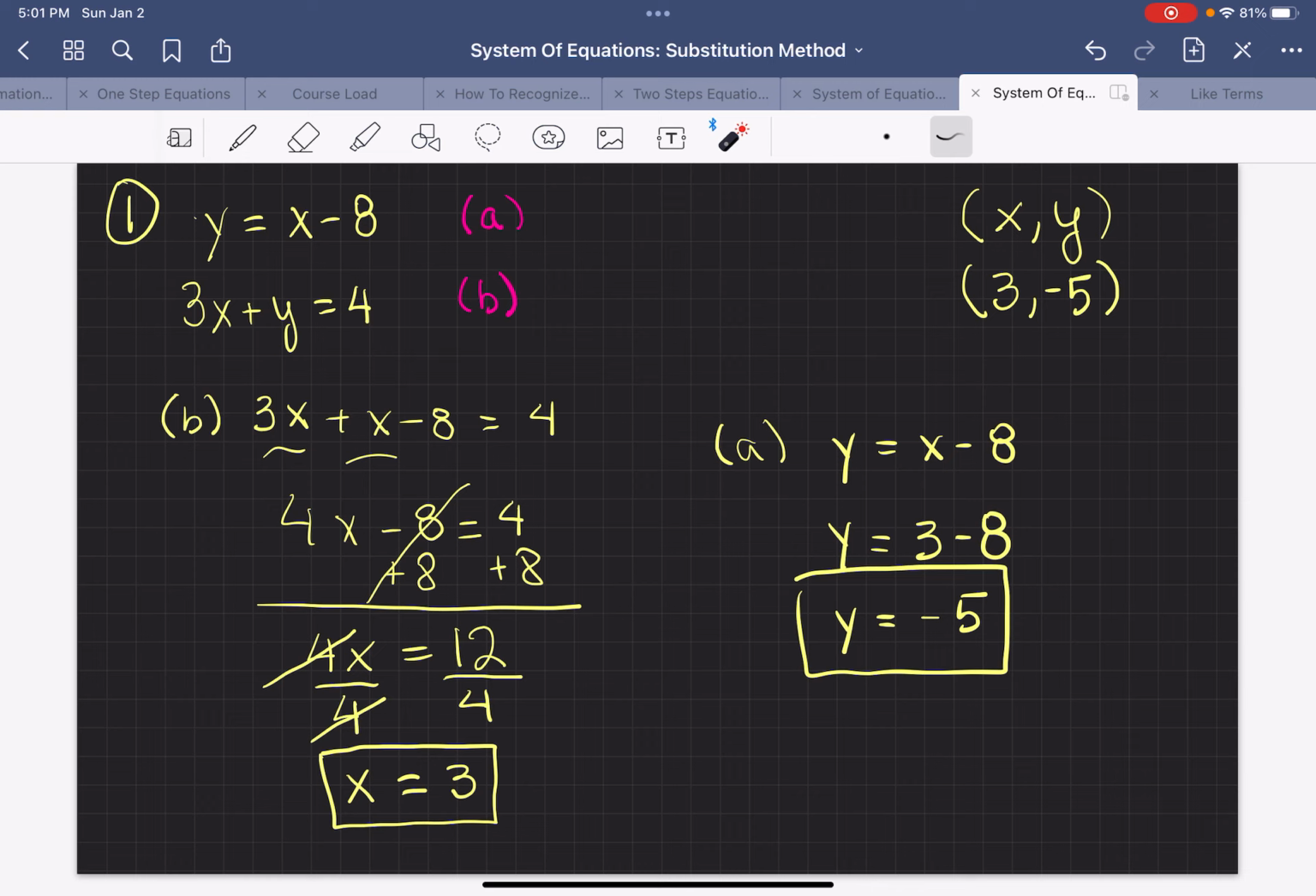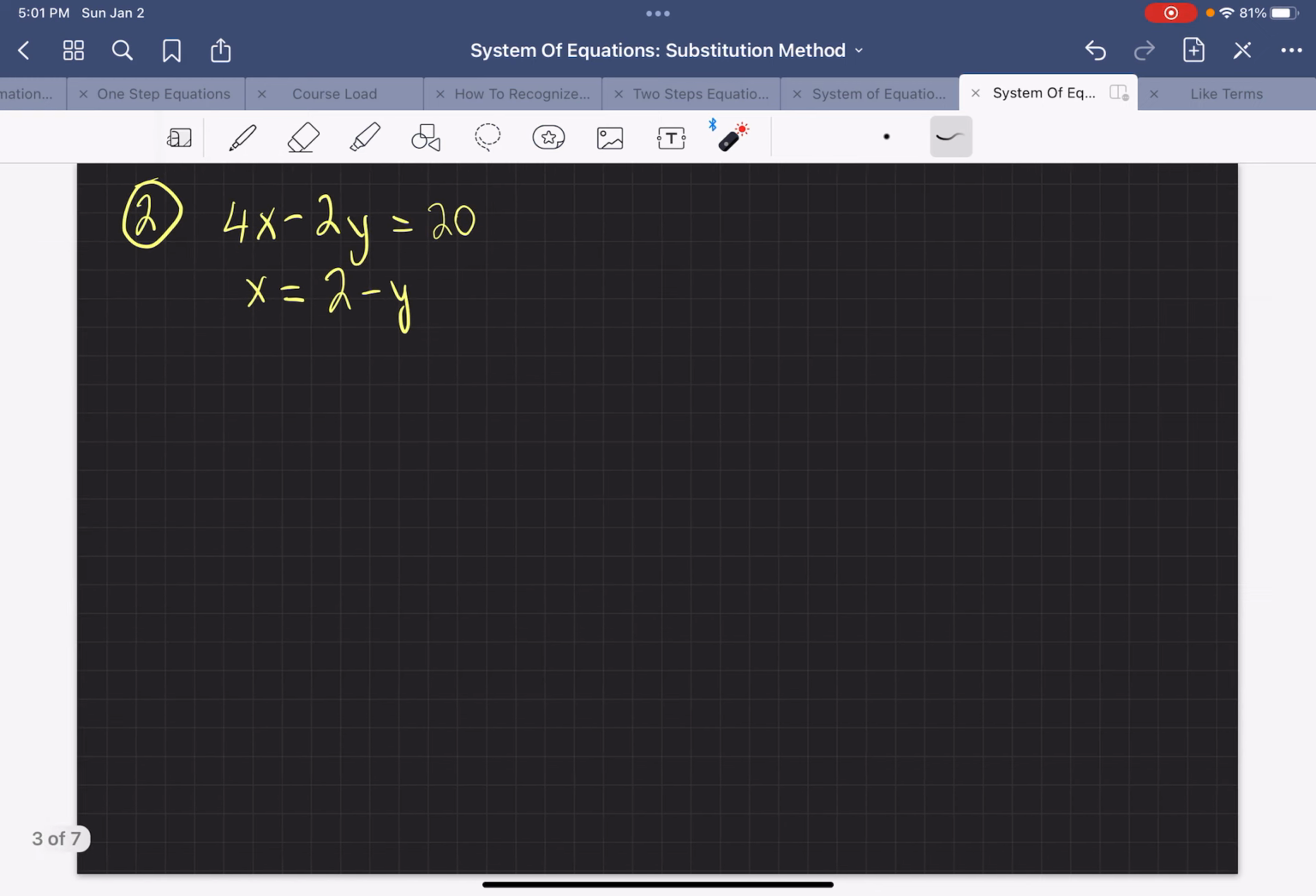Let's see our second example. I'm going to write the first equation as equation A and the second equation as equation B. Do you see any of the variables isolated on any of the two equations?